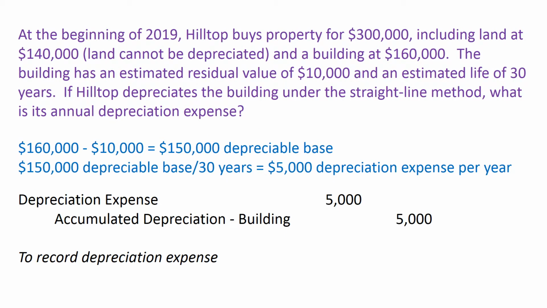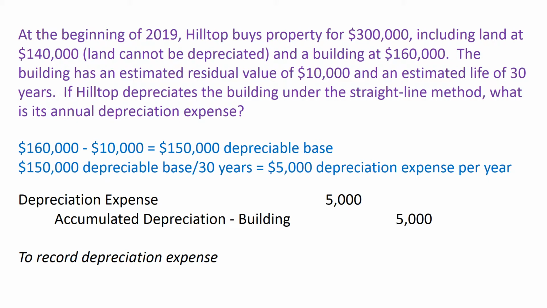At the beginning of 2019, Hilltop buys property for $300,000, including land at $140,000. Land cannot be depreciated, and a building at $160,000. The building has an estimated residual value of $10,000 and an estimated life of 30 years. If Hilltop depreciates the building under the straight-line method, what is its annual depreciation expense?